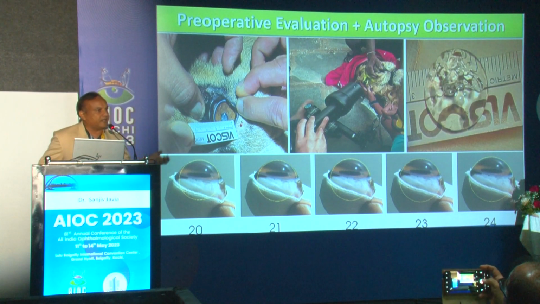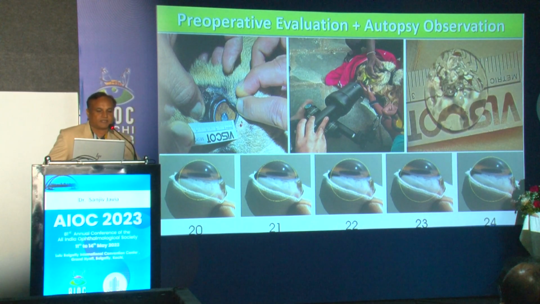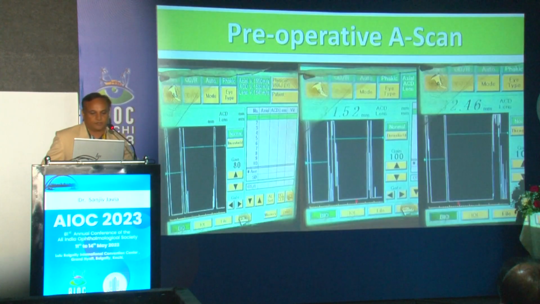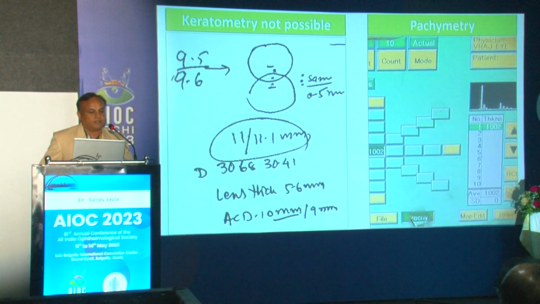Meanwhile, there was a train accident where a lion came for postmortem. I dissected that. This is the lens in its dissected position. I also took keratometry in the dissected eye. These are the preoperative A-scans. AC depth was 10, lens thickness almost 8 millimeter. The keratometry of our machine does not go below 35; less than 35 is not possible. So from the photographs of the other eye we concluded keratometry was around 30-31. Lens thickness is 5 to 6 millimeter.